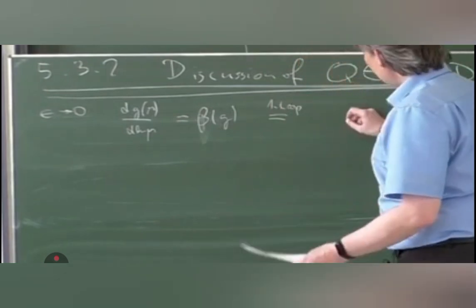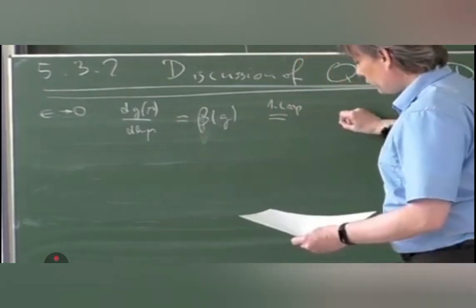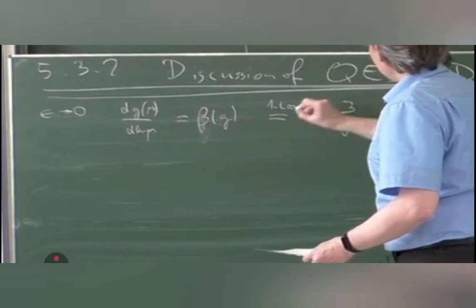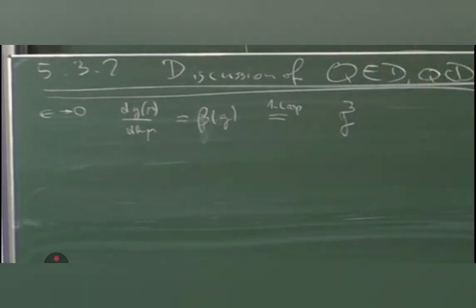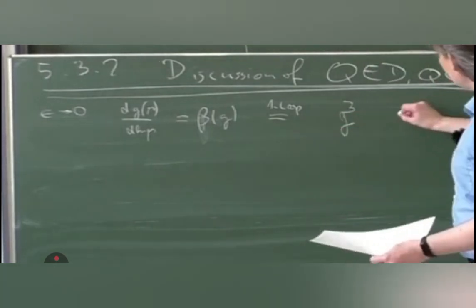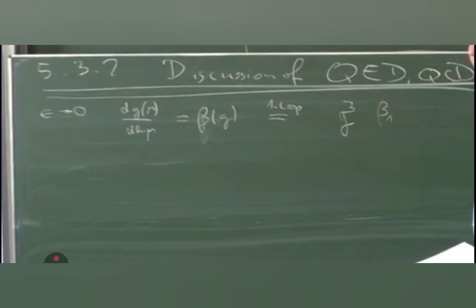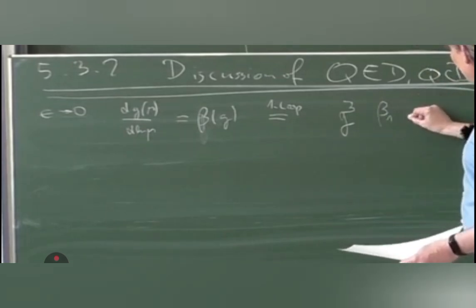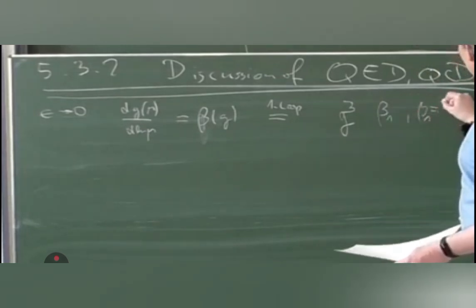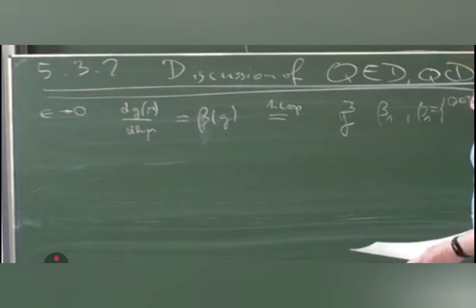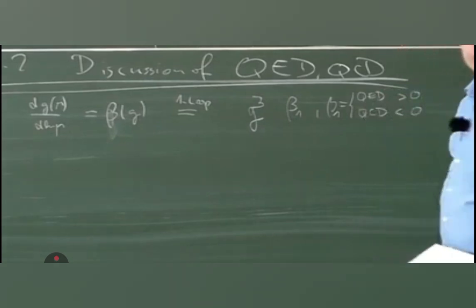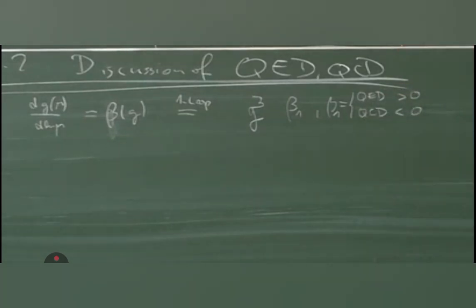And at one loop level, both for QED and QCD, we have the following structure. Namely, the beta function is coupling to the third power times a coefficient. And let's just call the coefficient beta 1, where beta 1 in QED is positive and in QCD beta 1 is negative. And so it was this 1 over 12 pi square factor, so it's really simply a constant mathematical number.